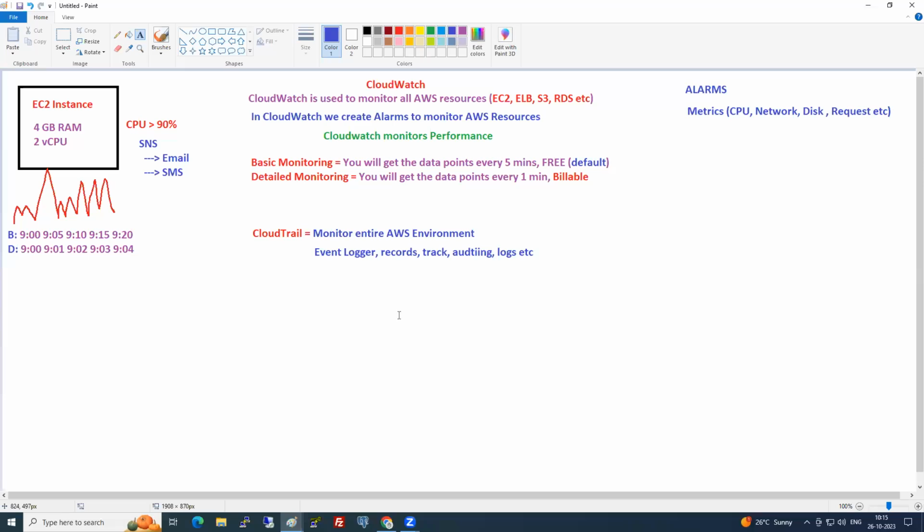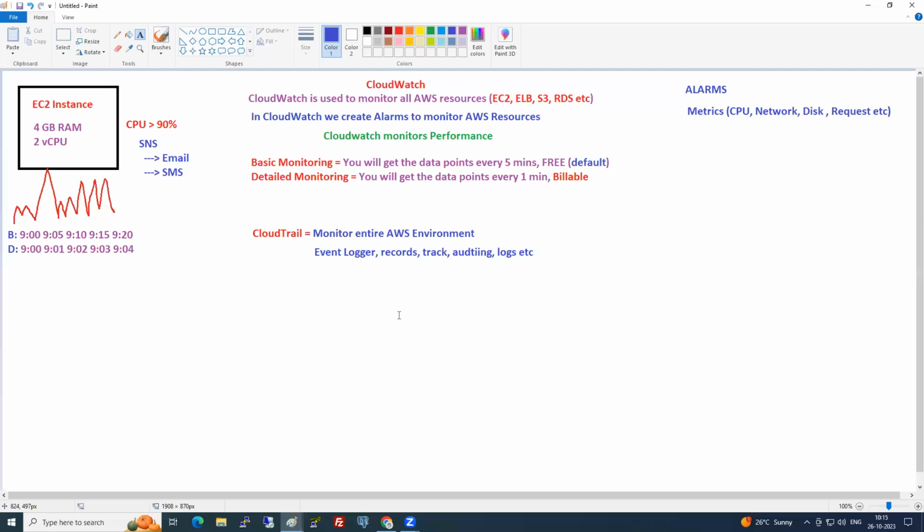You tell me now, which is the service I should use to do the investigation on who terminated it? Which service in AWS is the first service to go and do the investigation? It is CloudTrail, because everything that you do in AWS, each and every click, is getting recorded in CloudTrail.